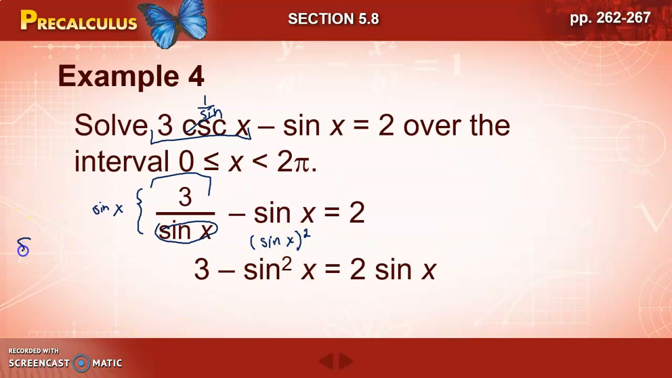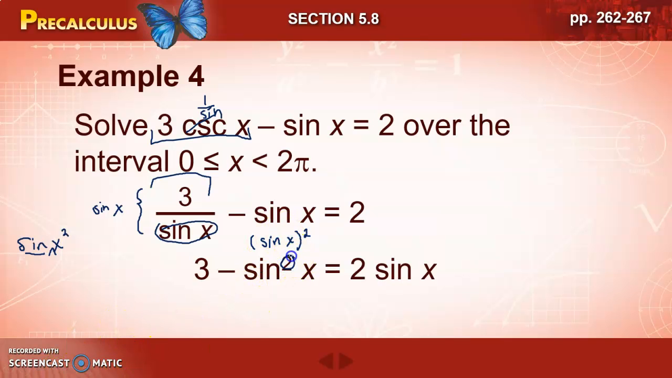You're not going to write it as sine x squared, because what that says is the sine of x squared, and that's not what we're finding. We have this sine x, and that's what we're squaring. So 3 minus sine squared x equals 2 sine x.